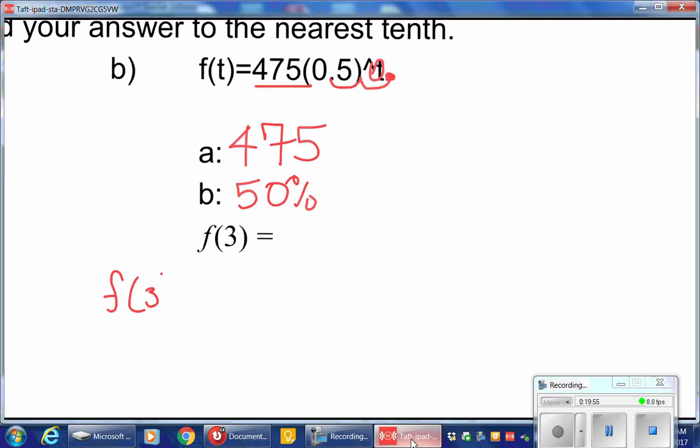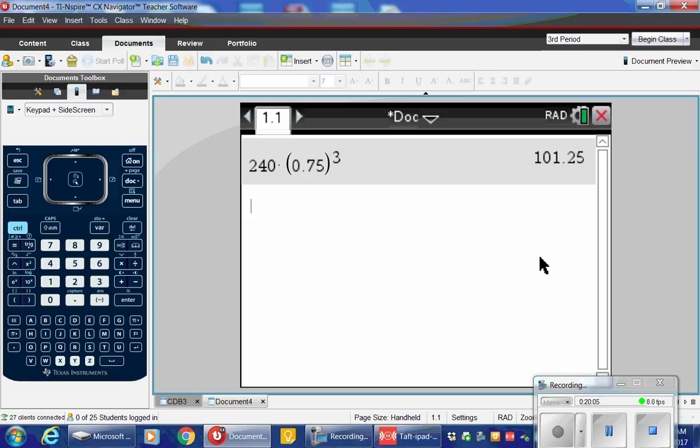So f of 3 equals 475 times 0.5 to the third power. So again, I'm going to use a calculator to evaluate. 475 times 0.5 to the third power gives me 59.375.